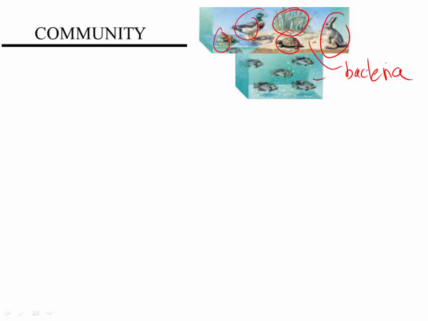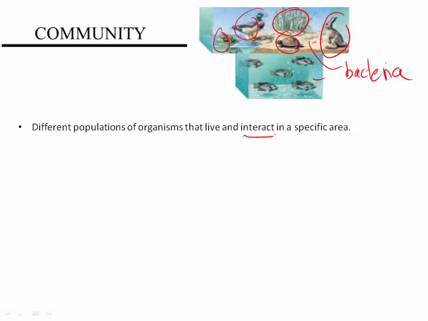Here's the formal definition of community: different populations of organisms that live and interact. Here's my key word: interact in a specific area. When we are looking at communities, more than anything, that's what we're looking at, the interaction between these organisms or these biotic factors. How does the fish get its food? Probably eating algae or insects. The rabbit interacts with the grass. The duck interacts with the duckweed that is in the pond. All those interactions.